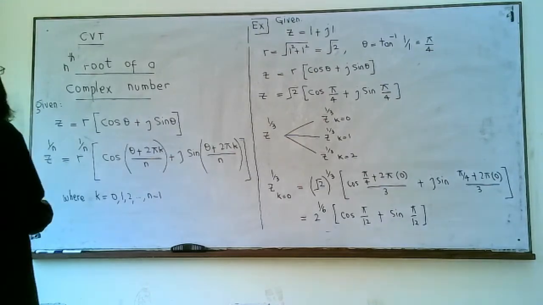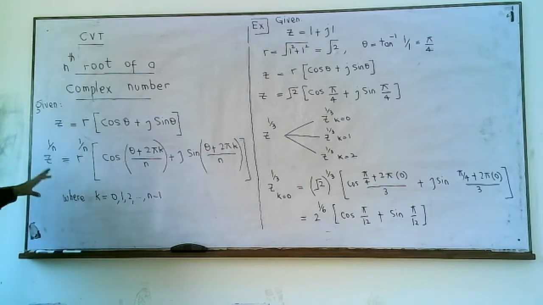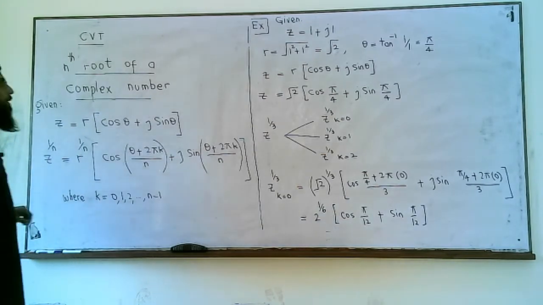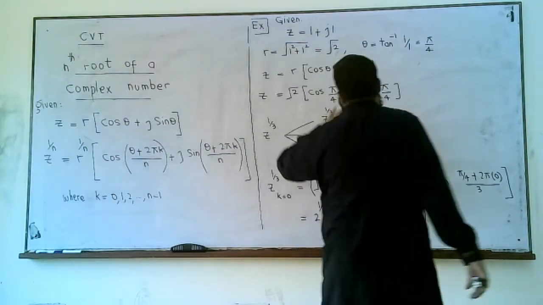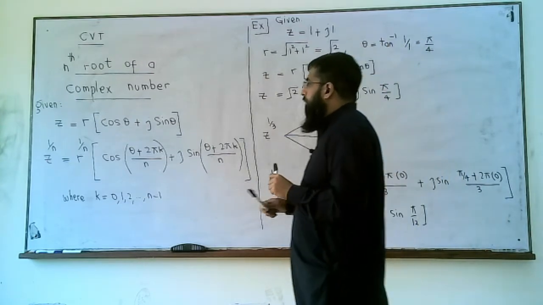Right, in this lecture I will solve another example to find the nth root of a complex number. In the last lecture we studied the formula and one example. In this lecture we'll solve another example using the basic formula to compute z to the 1 over n.